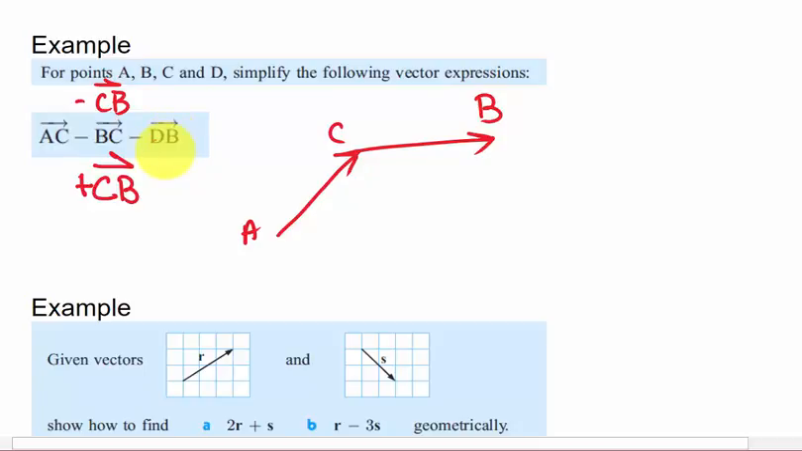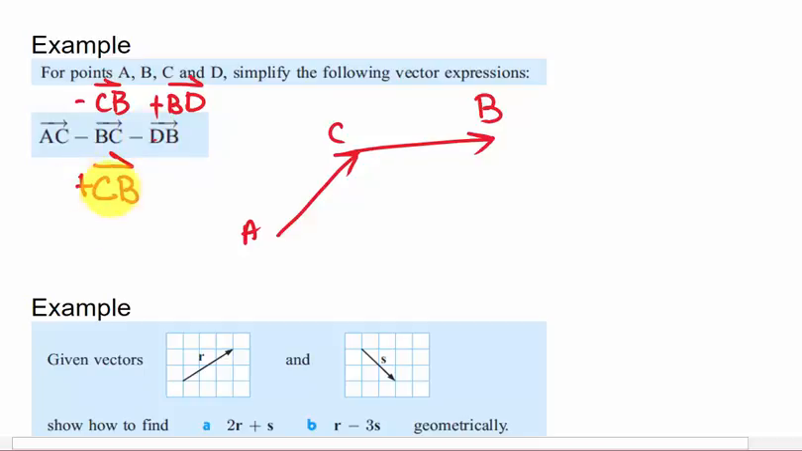Now if I'm going to add DB to it, again, I can't add DB because the tip that my resultant is at right now is B. So I also need to change this to be BD. So it's going to be a positive.